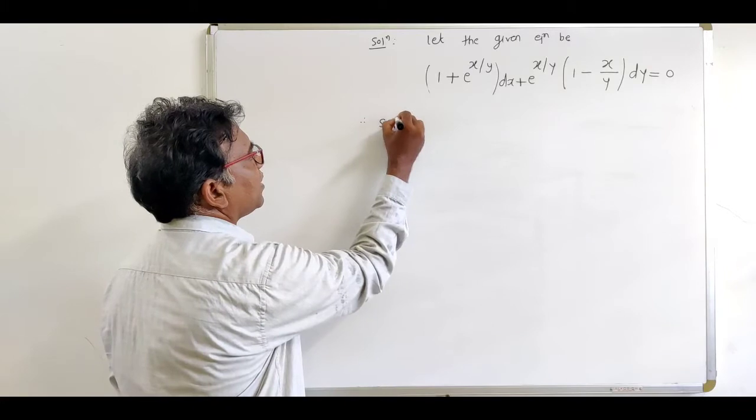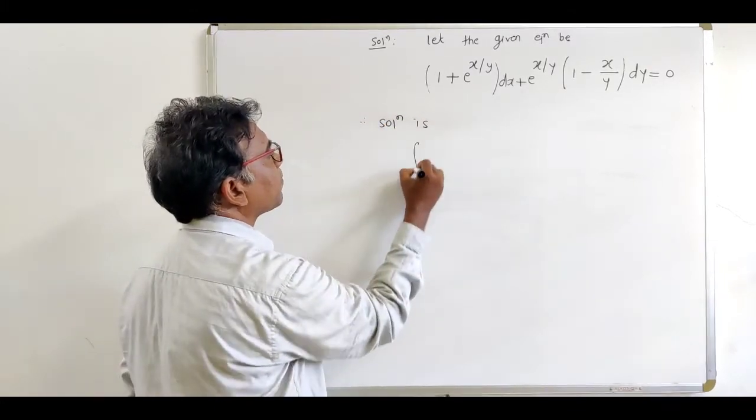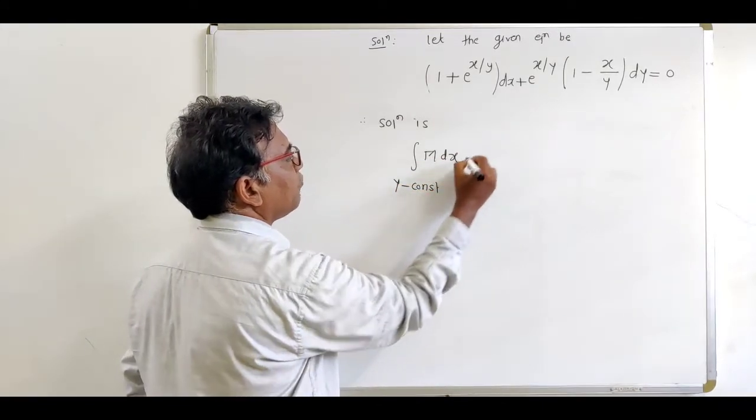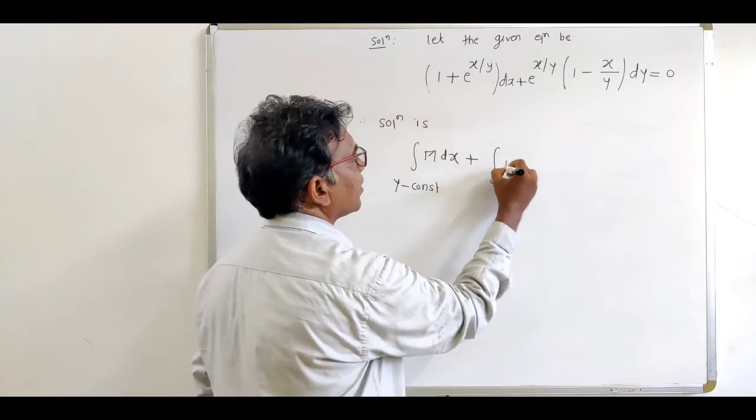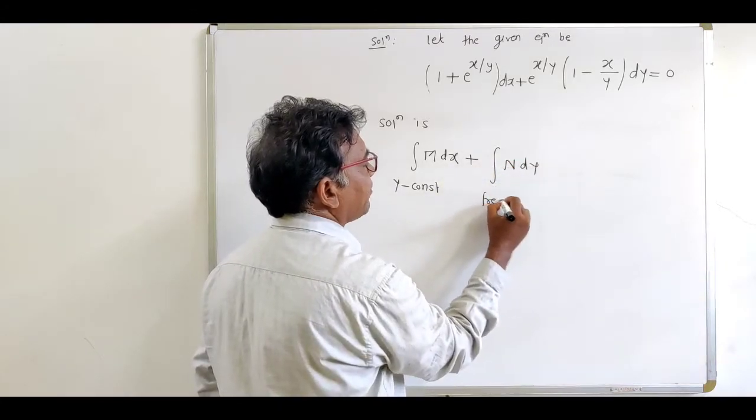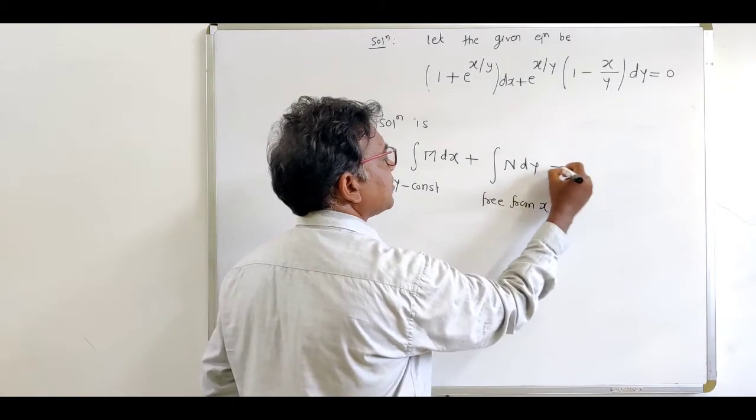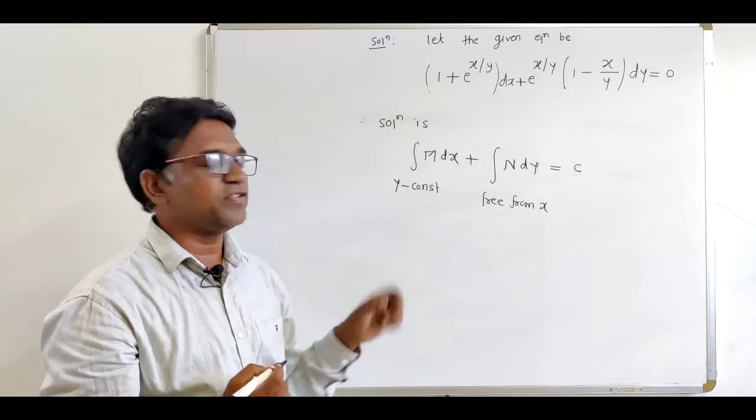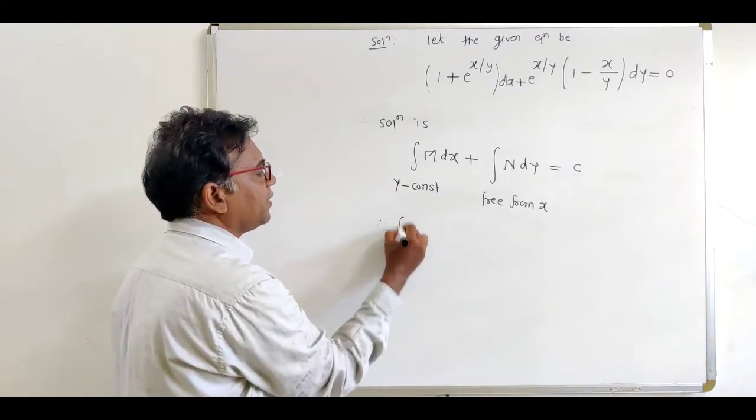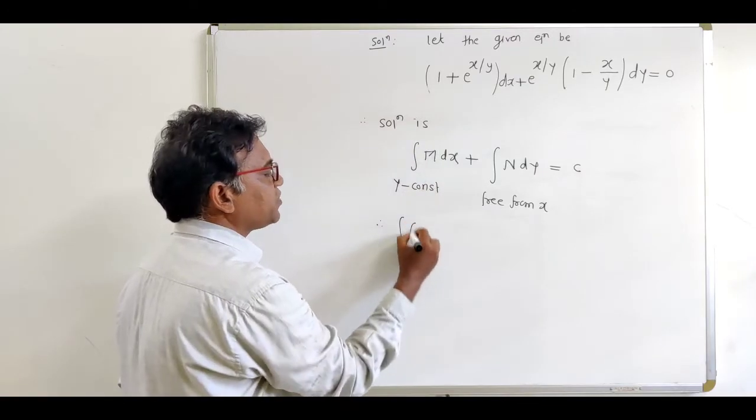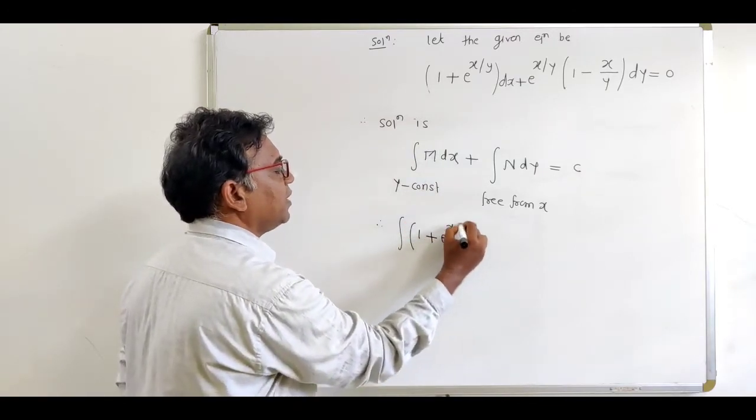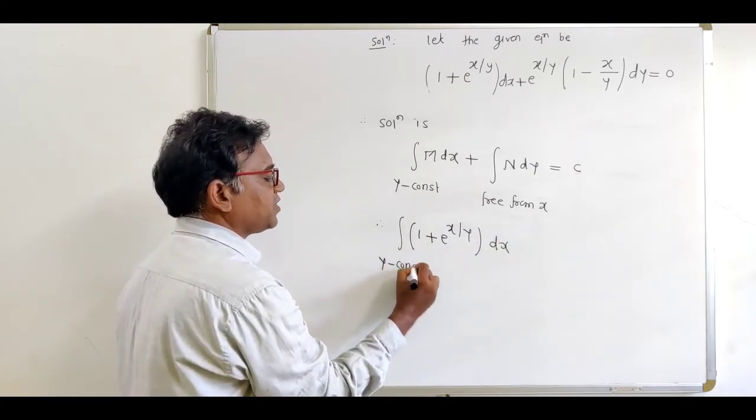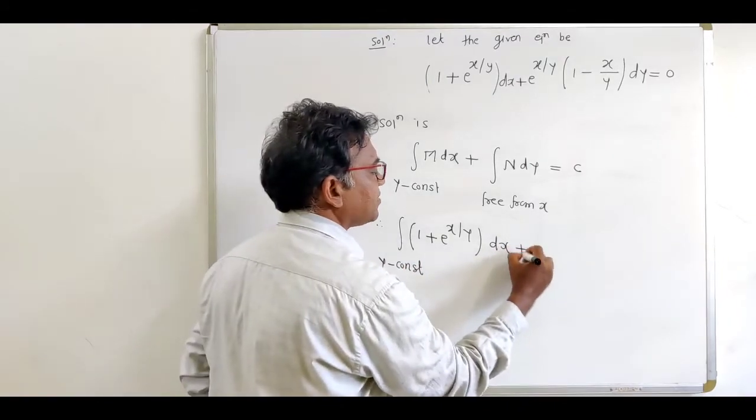So this is the solution. So write down, therefore, the solution is, this is the formula: integral M dx by keeping y constant plus integral of N dy free from x, this is equal to c. So this is the formula for finding the solution of an exact differential equation. So just put the value. So this is integral. What is our aim? M means coefficient of dx. This is 1 plus e raised to x upon y dx. And this is the condition for the first integral, that is y constant, plus integral.